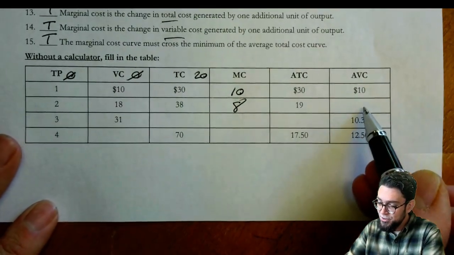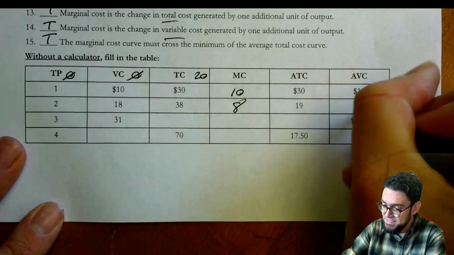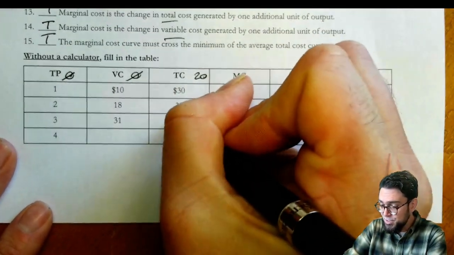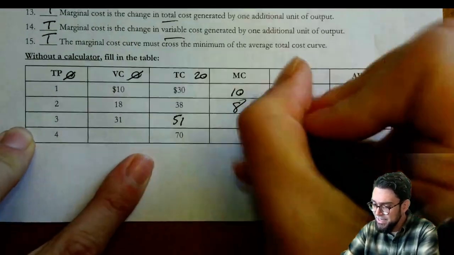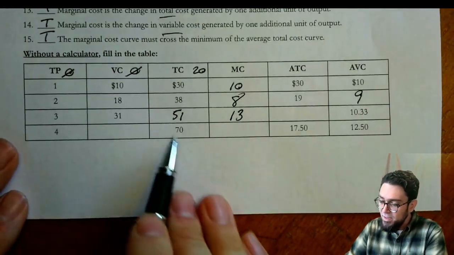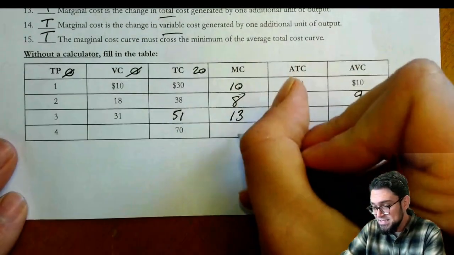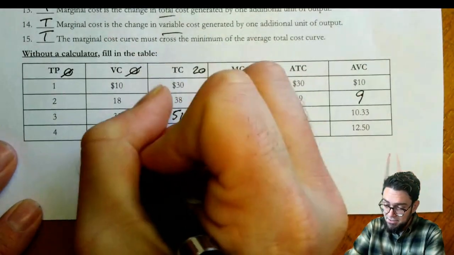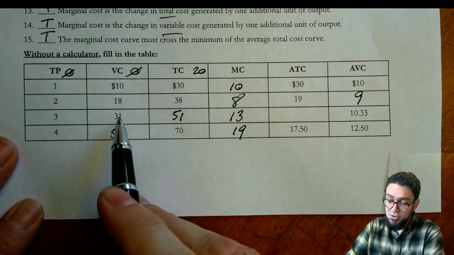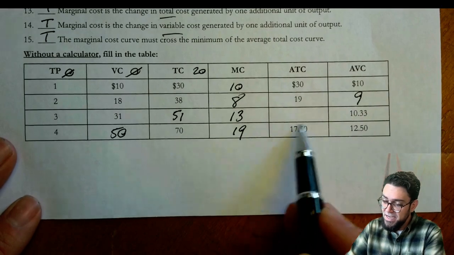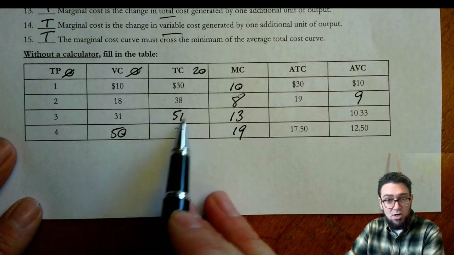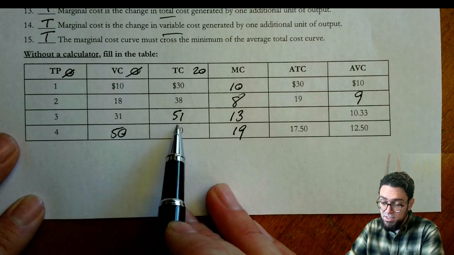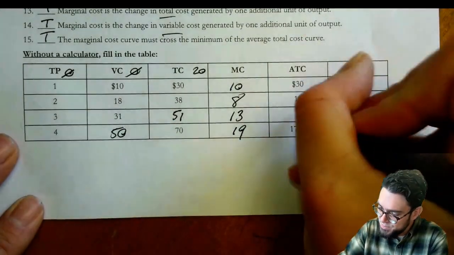And I can figure out my average variable cost here by taking 18 and dividing by 2, so that's 9. Now I've got an additional 18 to 31, that's 13. So this one becomes then 51. And again, my marginal cost is 13. And now when I go from 51 to 70, that's 19. I can either do this total cost minus 20 to get 50, or I could take that 19 and go 31 plus 19 equals 50. Now, average total cost here. Average total cost is the total cost, 51, divided by 3. And so you can do 3 goes into 51, let's see, 17 times.